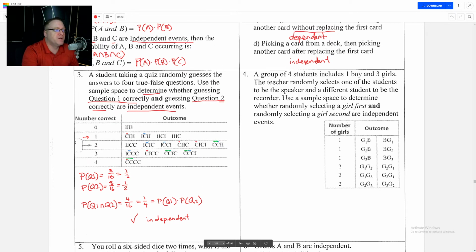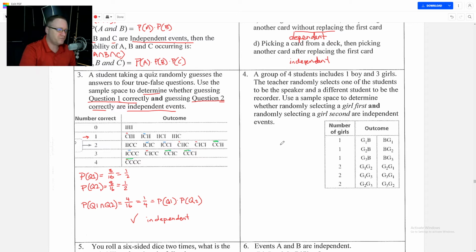So again, this number 4 is similar. It says over here that a group of 4 students includes 1 boy and 3 girls. The teacher randomly selects one of the students to be the speaker and a different student to be the recorder. So the first student is the speaker, the second student is the recorder. Use a sample space to determine whether randomly selecting a girl first and selecting a girl second are independent.